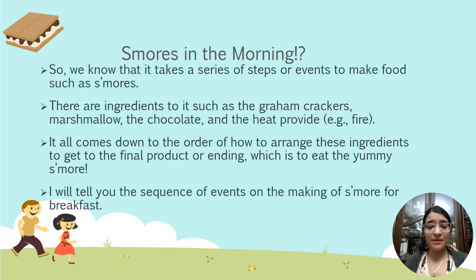S'mores in the morning. So we know that it takes a series of steps or events to make food such as s'mores. There are ingredients to it, such as graham crackers, marshmallows, the chocolate, and the heat provided. It all comes down to the order of how to arrange these ingredients to get the final product or ending, which is to eat those yummy s'mores. I will tell you the sequences of events on making s'mores for breakfast.